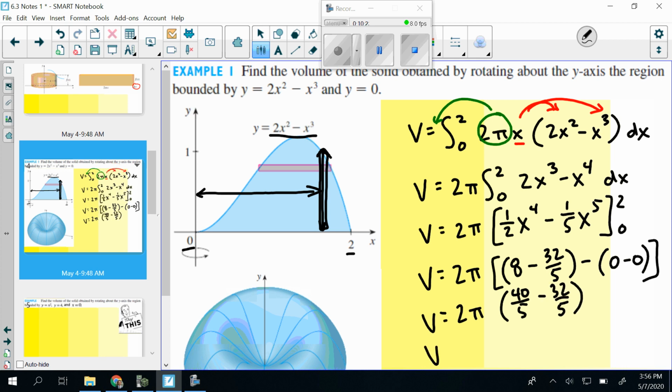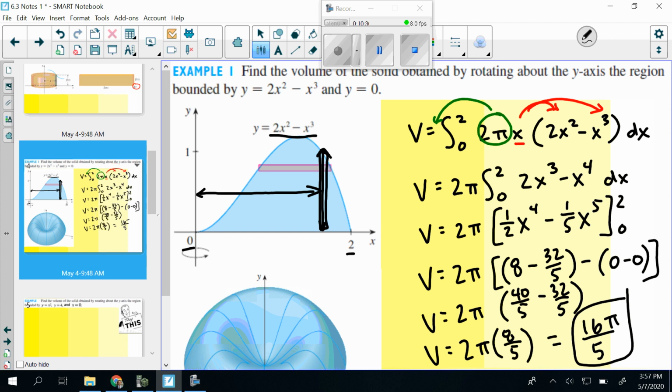Now we multiply back our 2 to that, which makes that 16/5 times our pi, and our exact volume then would be 16 pi over 5 and whatever these units are, cubed. So that would be the volume.